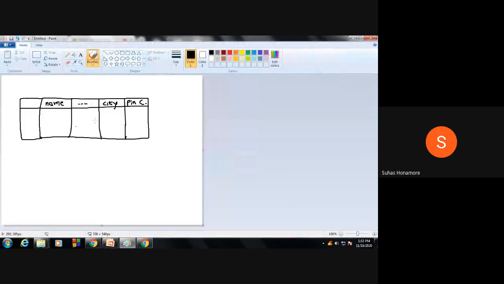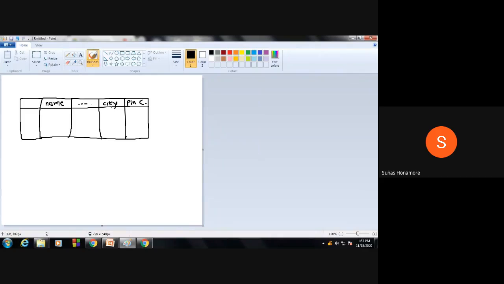Suppose we consider a table where student information is kept. Here we have name, and some attributes before it and after it. We also take his city, then pin code number. Now I say if I have the pin code number, I can determine his city. That is, if I have the pin code number, I can derive which city he or she belongs to.